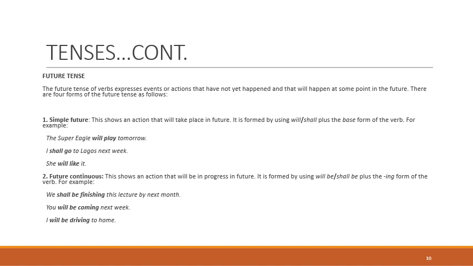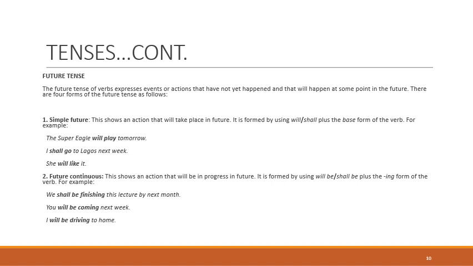Then we have future continuous. This shows an action that will be in progress in the future. Something will be started in the future and it will be in progress up to a particular point of time, or at a particular point of time. We say it is formed by using will, then the be form of the verb, and the ing form of the verb. What we mean by the be form of the verb is this: is, are, am, was, were. But in this case of future, we use what? The verb is in its bare form, that is, in base form.